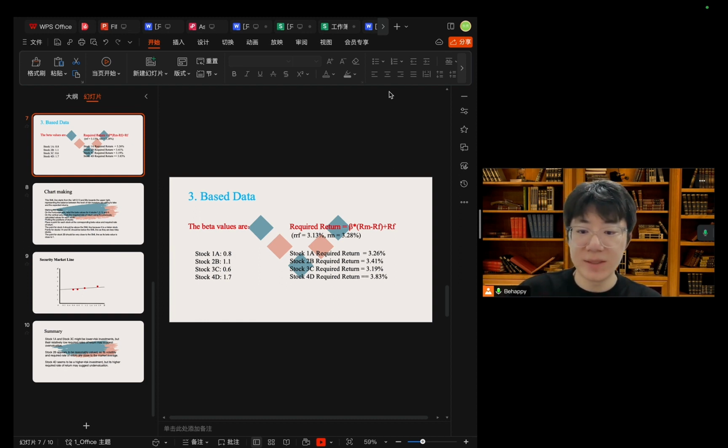Based on the former data, we talked about the beta values: stock 1A is 0.8, stock 2B is 1.1, stock 3C is 0.6, and stock 4D is 1.7. The required return of stock 1A is 3.26%, stock 2B is 3.41%, stock 3C is 3.19%, and stock 4D is 3.83%.